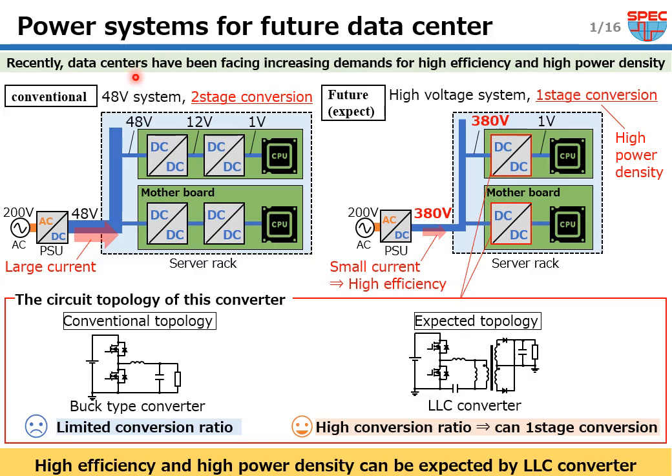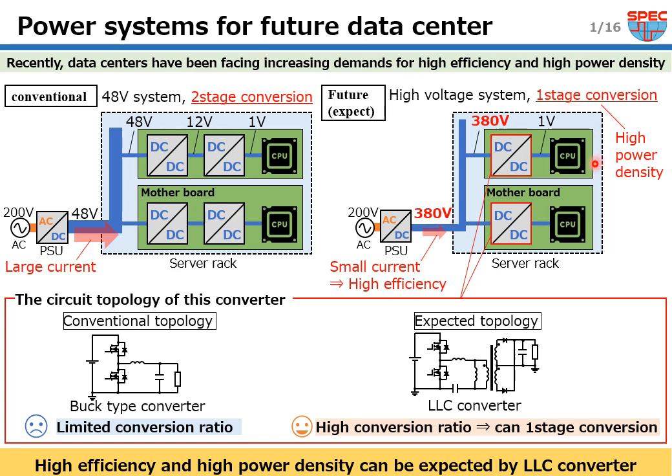Recently, data centers have been facing increased demands for high efficiency and high power density. This is the conventional power system. This system provides power to the server rack at 48 V DC, and then converts the voltage in two stages and supplies it to the CPU. In contrast, I expect this system in the future. This system provides power to the server rack at a high voltage DC like 380 V, and then converts the voltage in one stage and supplies it to the CPU.